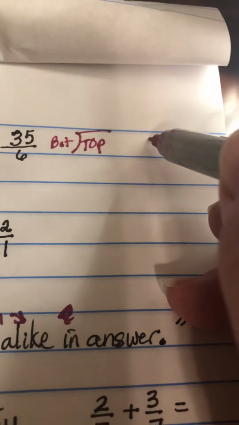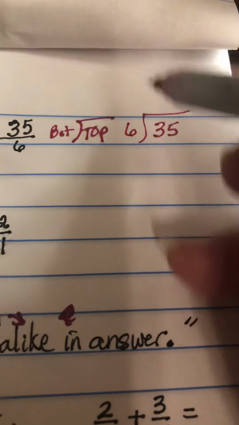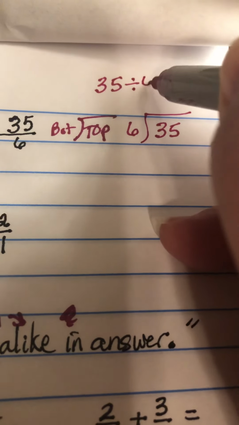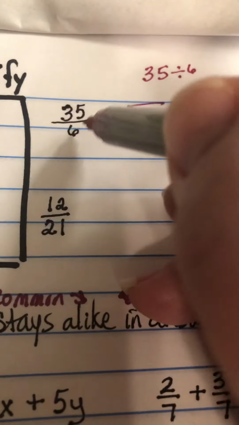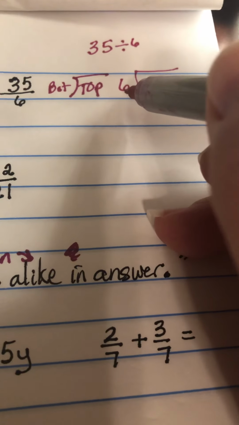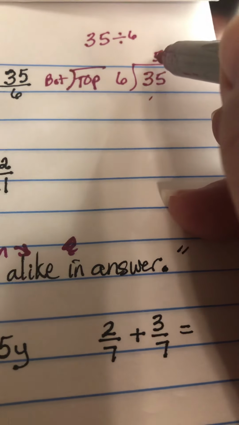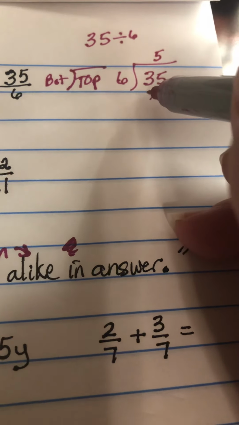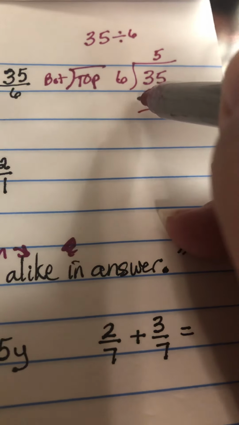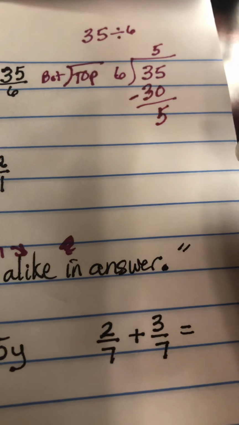So in this case, it would be 35 divided by 6. Or if you're going to put that in your calculator, it's the top number divided by the bottom number, because fractions are division. And so how it works is, we would say, okay, 6 into 35 goes 5 times. Multiply the two numbers there. 5 times 6 is 30, and you write it down here. And then you subtract it.